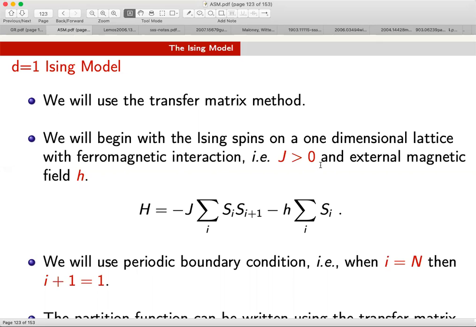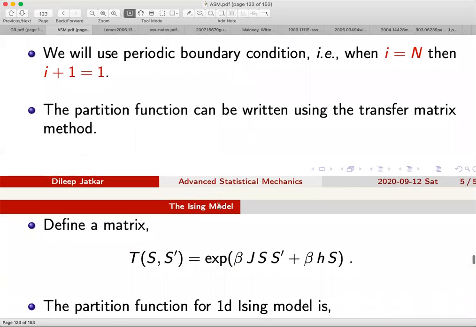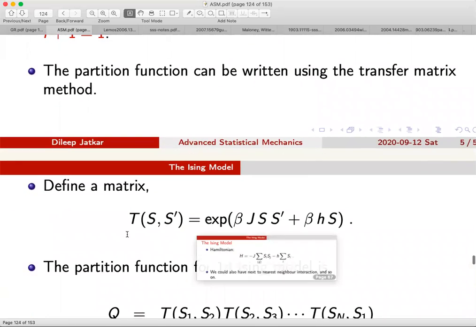So we begin with the Ising model with nearest neighbor interaction. J is taken positive, and H is the external magnetic field, and we choose periodic boundary condition for the system such that the nth spin interacts with the first spin. That is how we did this, and then we wrote down a transfer matrix in this particular form.